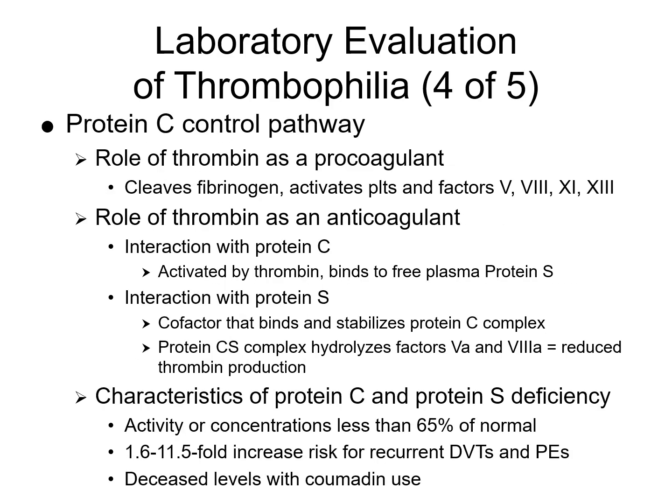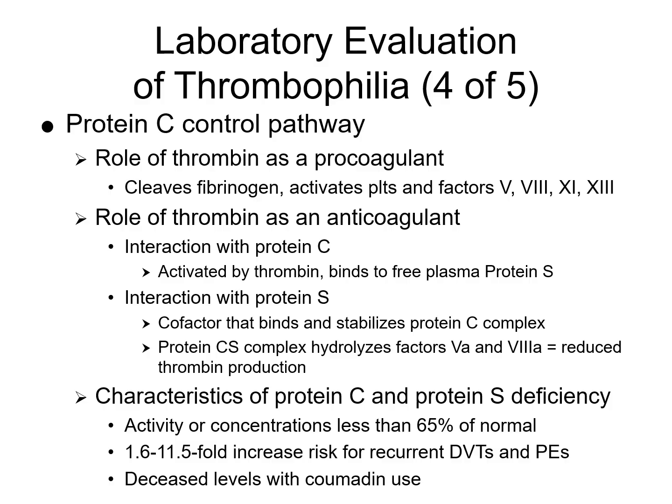Protein C control pathway, so thrombin's role as a procoagulant. It cleaves fibrinogen to fibrin, leading to clot formation. It activates platelets and coagulation factors 5, 8, 11, and 13, amplifying the coagulation cascade.